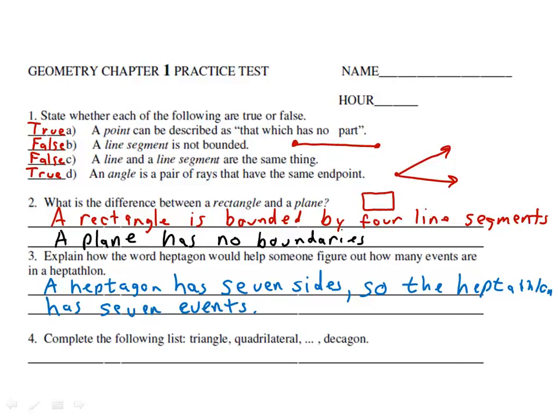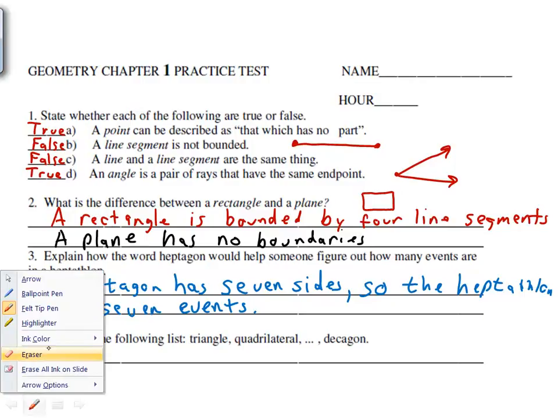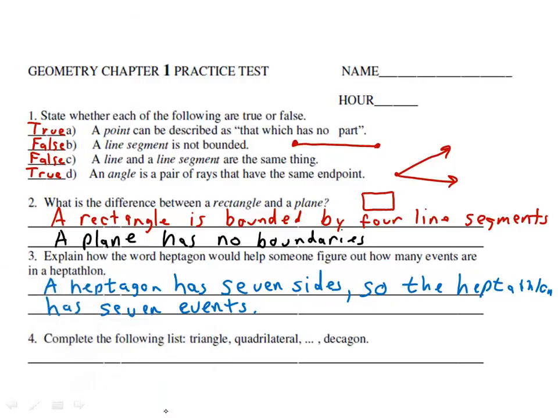Okay. Complete the following list. Triangle, quadrilateral, and then it ends with decagon. Well, we know this is 3-sided, this is 4-sided, this is 10-sided. So 5-sided would be a pentagon. 6-sided is a hexagon.